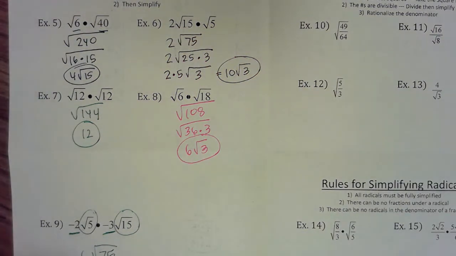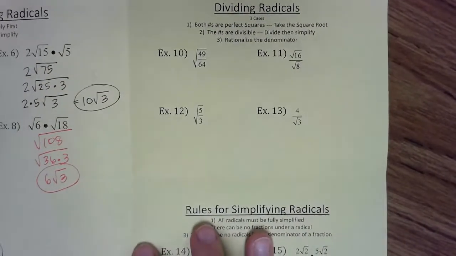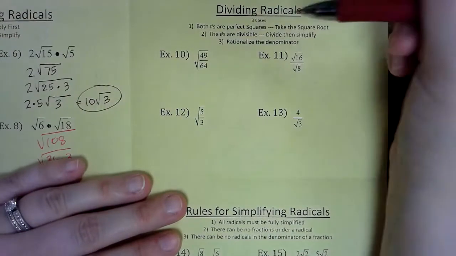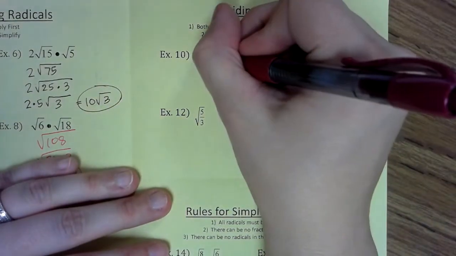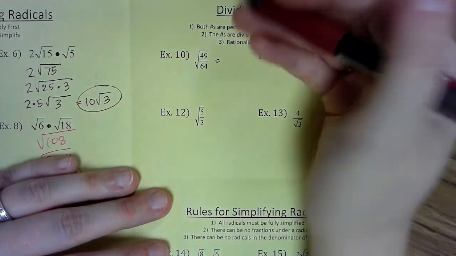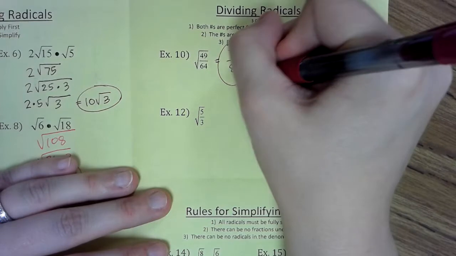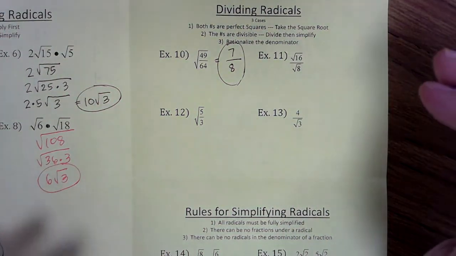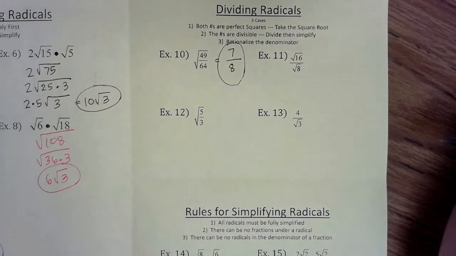All right, now for the fun stuff. The other thing you need to know is how to divide radicals. Okay, so there's 3 different things that could happen when you're dividing radicals. First thing, both the numbers are perfect squares, and you're just going to take the square root of them. That's the case in example 10. The square root of 49 is 7. The square root of 64 is 8. So the answer is 7 over 8. You're done. Okay, look for that. If you don't look for that and you jump straight to the hard way, you're going to be frustrated.